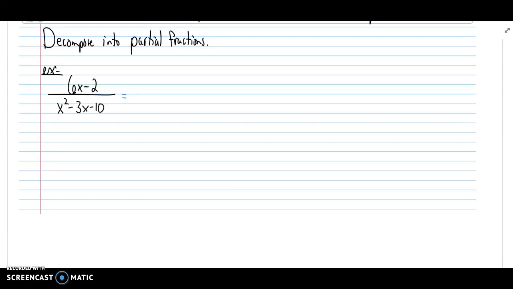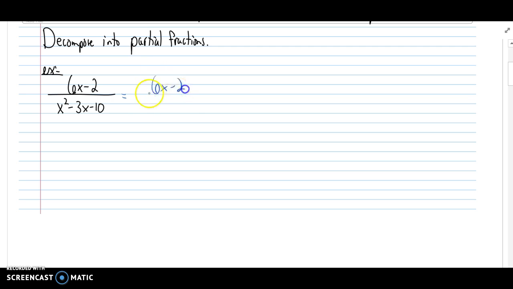Calculus section 7.3 on partial fraction decomposition. We are going to take this fraction and decompose it into partial fractions. As I look at this denominator, it's a quadratic and it's also a trinomial. My goal is to make it into something simpler by splitting it up into two smaller fractions.